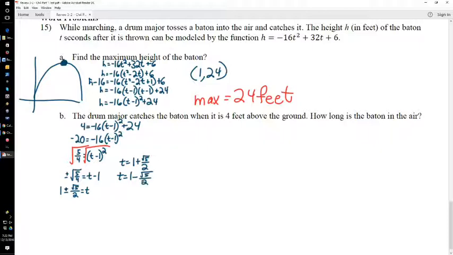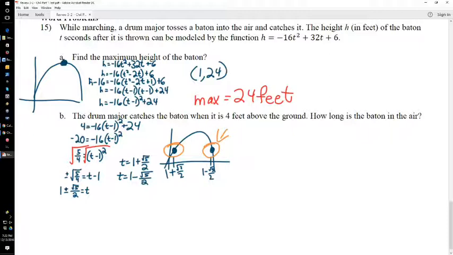Which one do they want? Because when you put them in your calculator, both of them are positive. It's probably going to go about like this. One's over here, and one's over there. That's when you add the square root of 5 over 2. This is when you subtract the square root of 5 over 2. So whenever you're figuring out which one you want, you got to go back to the question. The question asks, the drum major catches the baton when it's 4 feet above the ground. Okay? So question, did he catch it over here right after he threw it? Or do you catch something as it's coming back down to the ground?